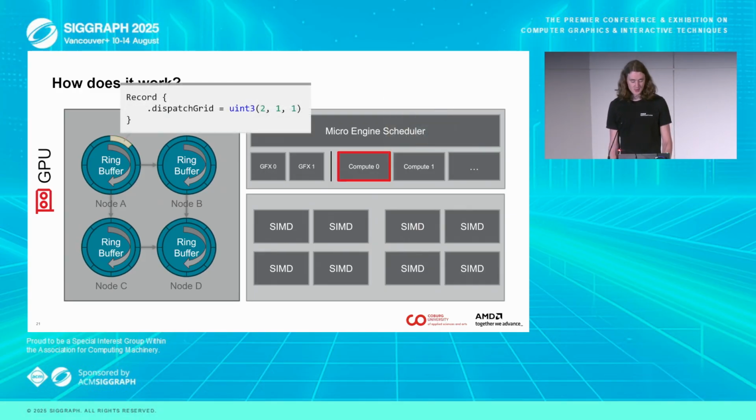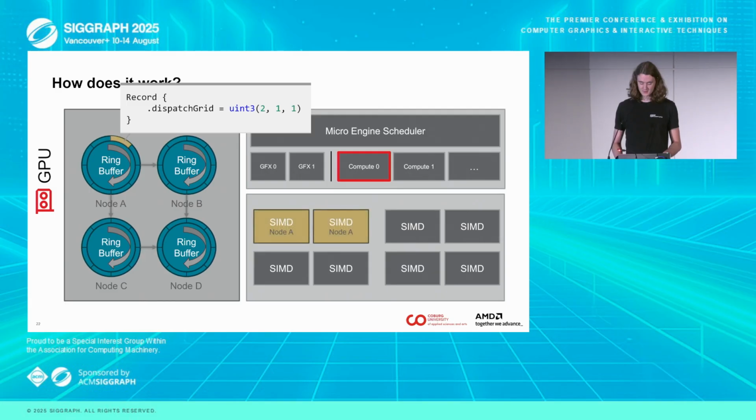So let's take a look at an example. Let's just say there is a record sitting in the ring buffer for node A in this case. In here, we'll find a record with a dynamic dispatch grid of just 2 thread groups. So compute Q0 will see, oh, there's a record available. It will look at the record, see, okay, I need to launch 2 thread groups. So it will do that, and those 2 thread groups will then work away.